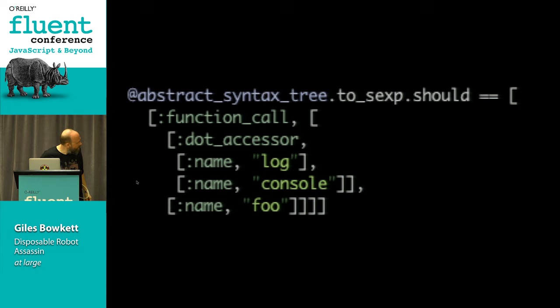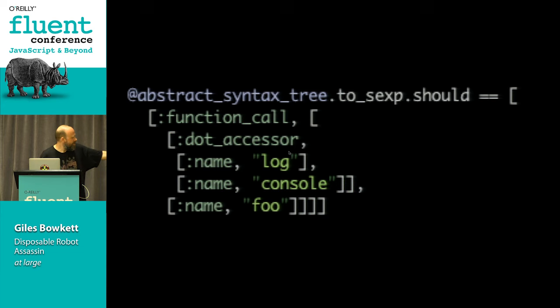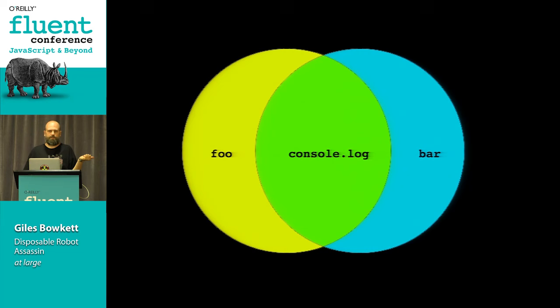Right? And then dot accessor and foo are on the same level. So here's dot accessor and here's foo at the same level. And then console.log splits into console and log nested under the dot accessor. And here, that happens also in the list. So it's a list representation of a tree. So obviously, it can do this kind of a comparison, which is actually very valuable.